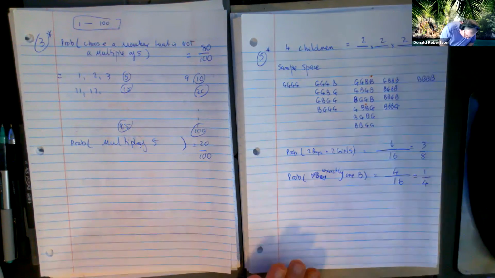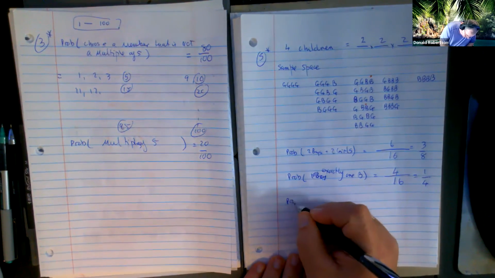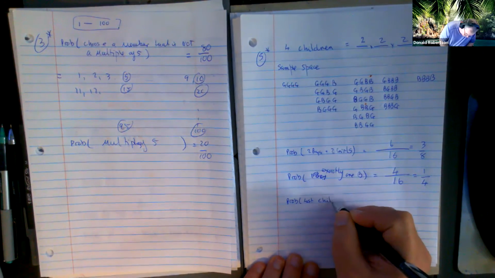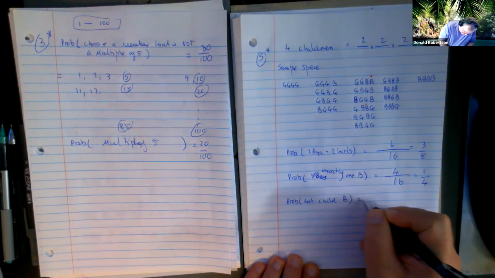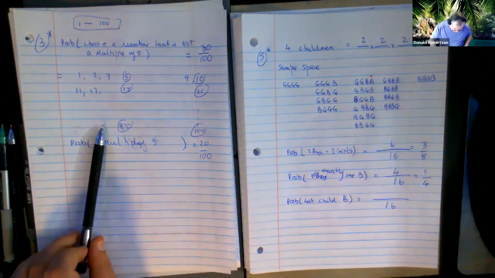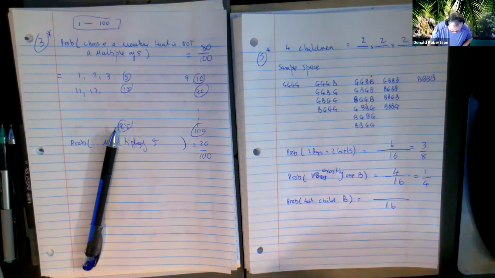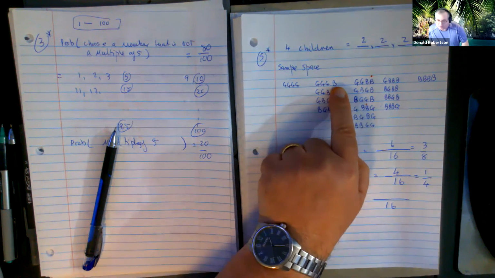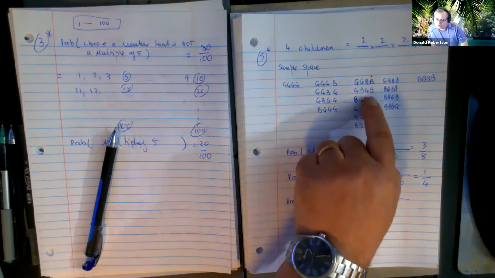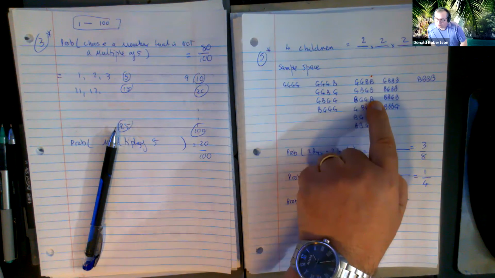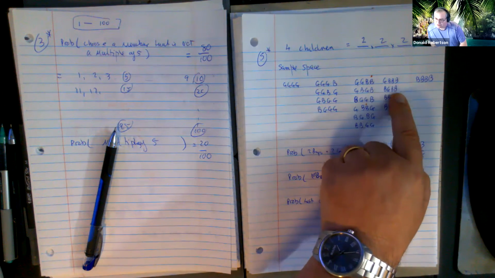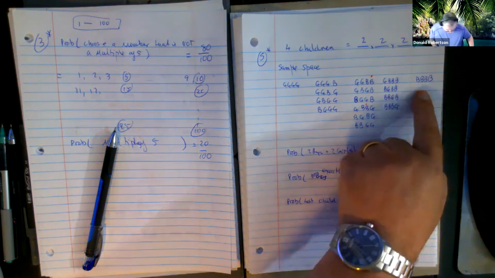And you can even ask questions that are not so obvious. What's the probability that the last child was a boy? Well, if I look through this list and I want to find the last child as a boy, wouldn't that count? That'd be one of them. 8. 2, 3, 4, 5, 6, 7, 8.